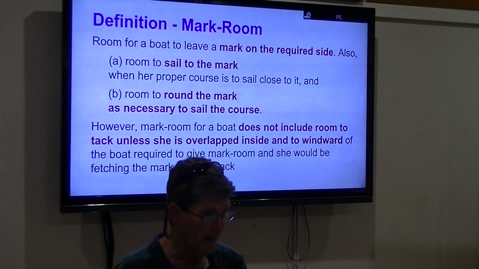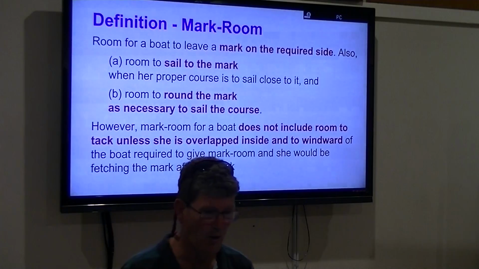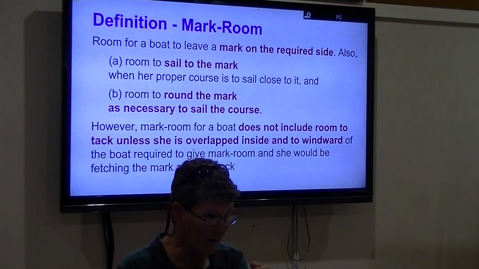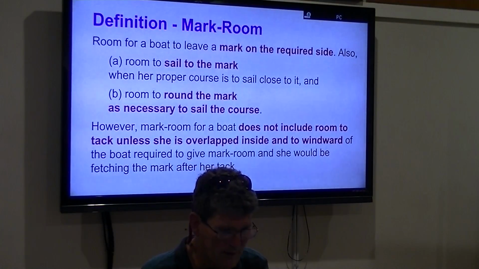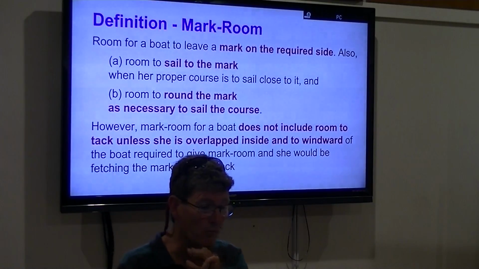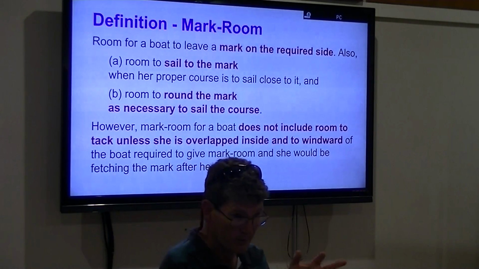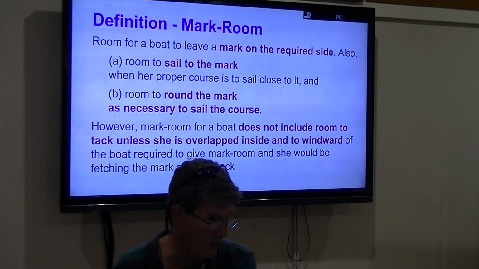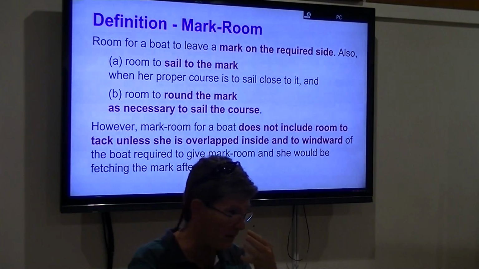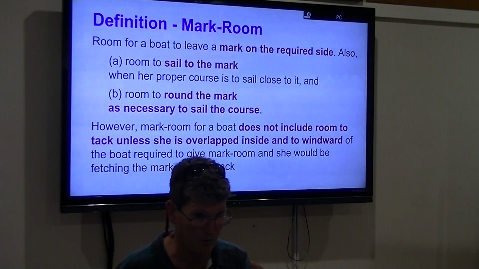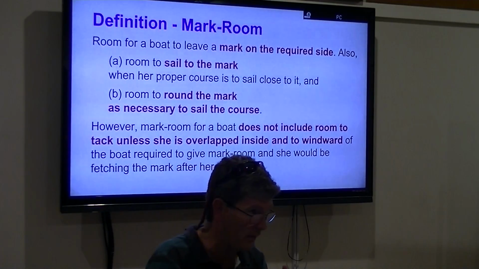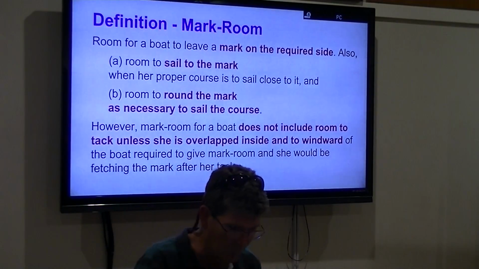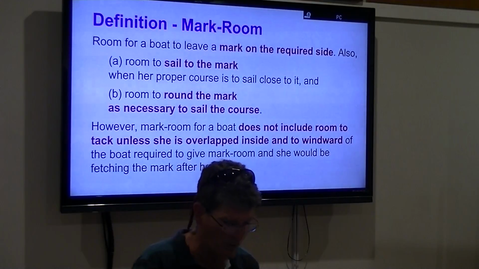Well, it means precisely these four things. Once you have been given room to sail to the mark, you've been given room to leave the mark on the required side, you've been given room to round the mark as necessary to sail the course, and, conditional on inside overlap, room to tack if you needed to tack. Once those four things have been done, then mark room switches off. But until those four things are done, mark room stays on. And so this is an important new aspect to the rule. This is the one that changes what we do in the water the most.